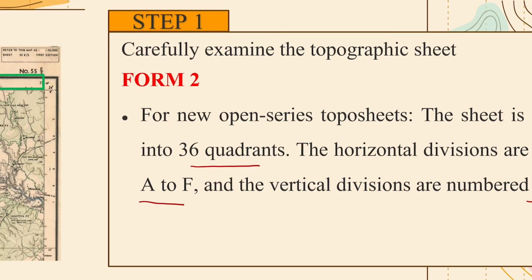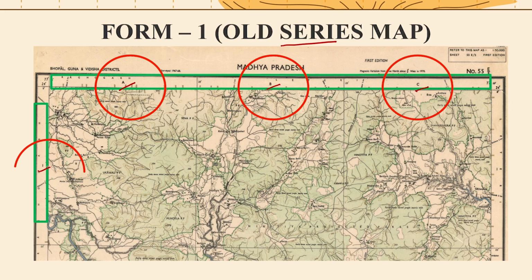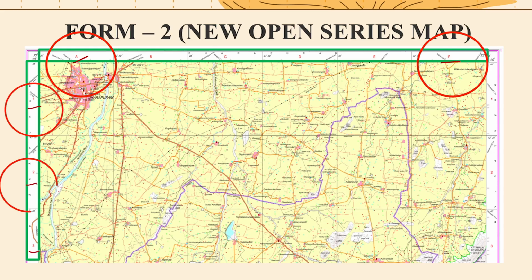So, this is one example where you can see an old series map, and here you can see it is divided into A, B and C, and here it is divided into 1 and so on. Like the topo sheet, I have cropped the topo sheet. As you can see the full topo sheet, you will be able to see all the numbers to the side of the topo sheet. This is one example of a new open series map where, as I already have mentioned, it is from A to F, and here you can see 1, 2 and 3.